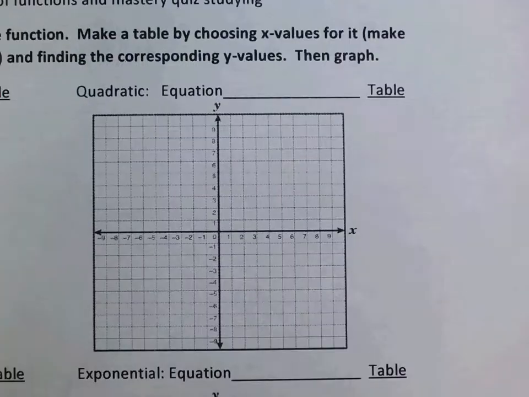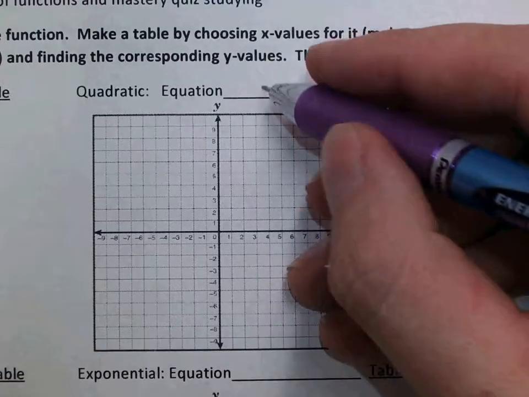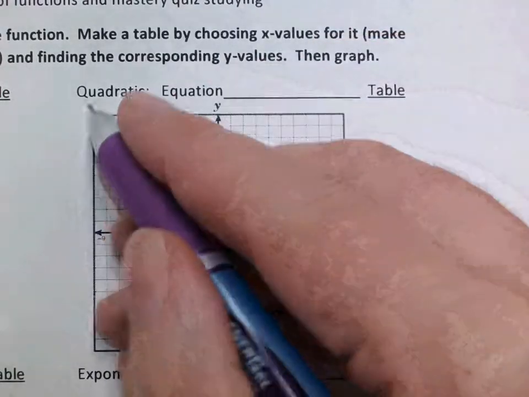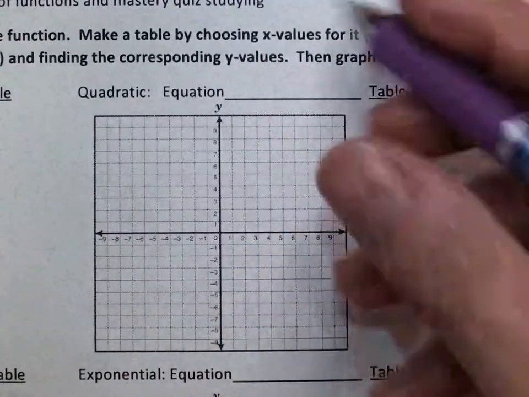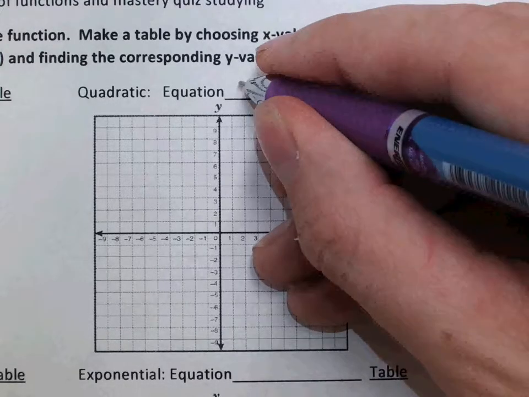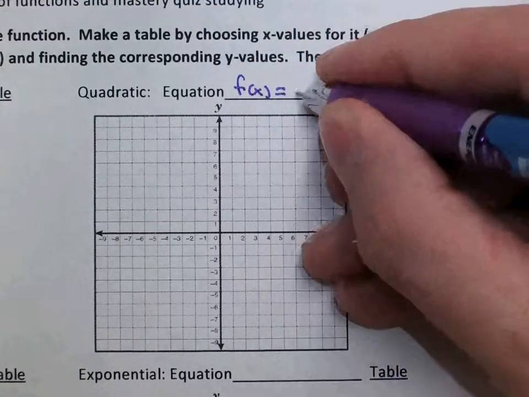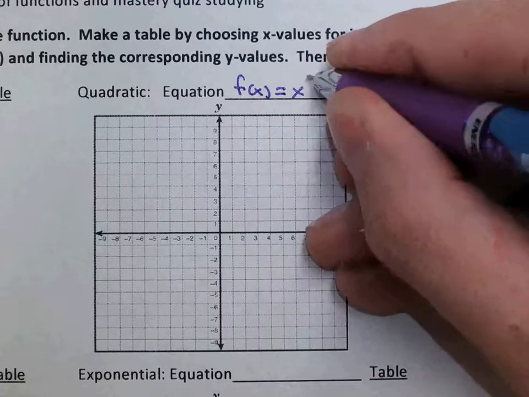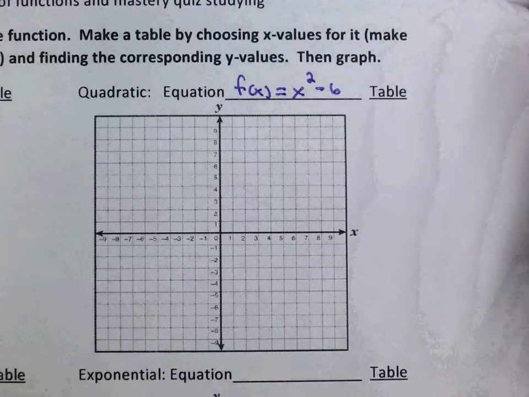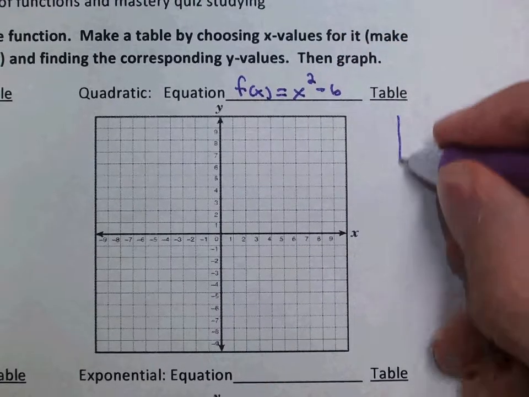So, the first thing I'm going to do is I'm going to choose an equation. I'm going to do the quadratic one for you. The other ones are very similar. My equation is going to be f of x equals x squared minus 6. I'm going to make a table for it.